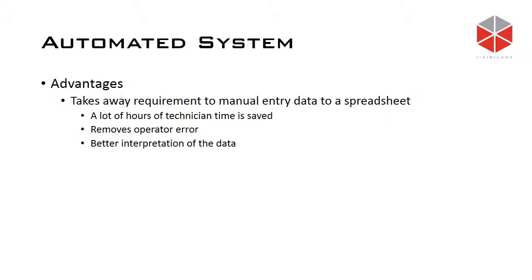Now, the advantage of an automated system is that it takes away the requirement of manual data entry to a spreadsheet. It takes away the requirement of operators really doing excessive stuff in the GC. It basically removes the error from the operator, and therefore it saves a lot of hours of technician time. And the other thing that is good about the automated system is that if the technician needs to spend time on the GC, they will spend the time to interpret the data rather than entering the data into a spreadsheet.